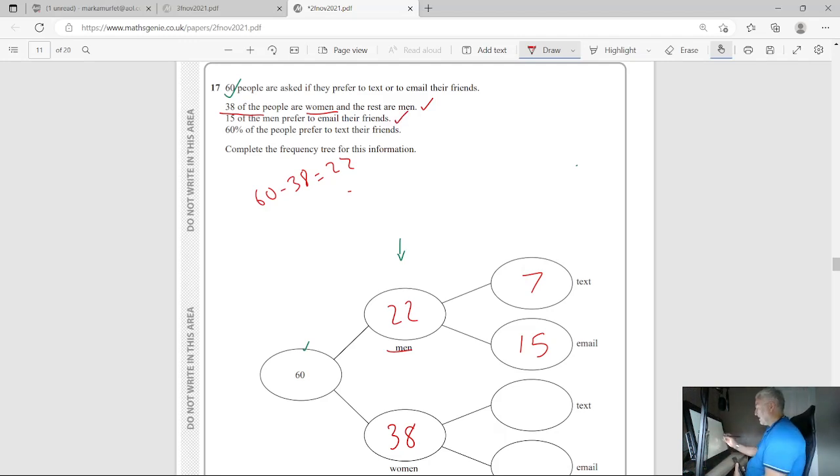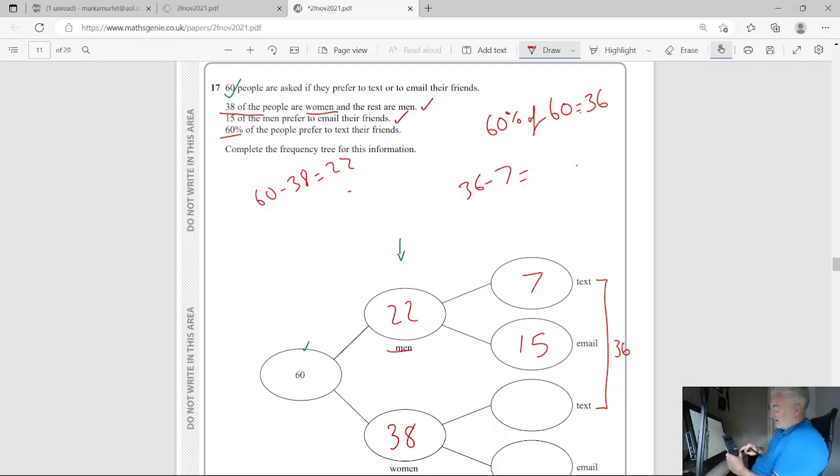One line to go. 60% of the people prefer to text their friends. So we need to know what is 60% of 60. Again, 60 times 60 shift percent gives me 36. So we know that preferring to text, 60% of 60 is 36. And we know that these two have to equal 36. So I'm going to do 36 take away 7, which gives me 29.